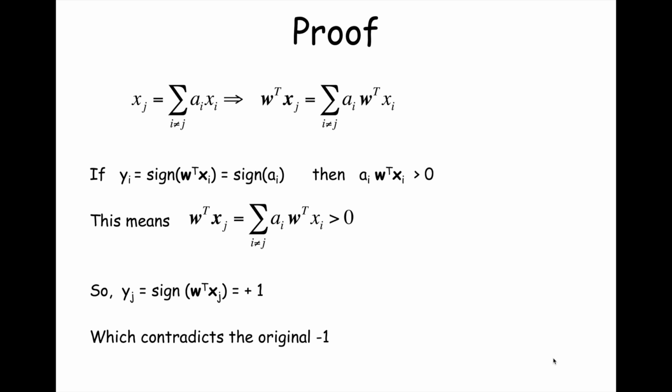And so by contradiction, the sign of that synthesized data point xj should be -1, but we showed that it's +1, and it doesn't matter what the value of w is. This hypothesis, the weight vector w, can't possibly produce this one type of dichotomy. Any questions? Does that make sense?